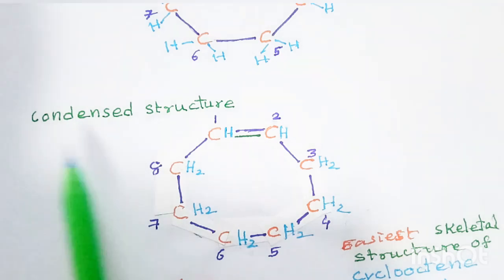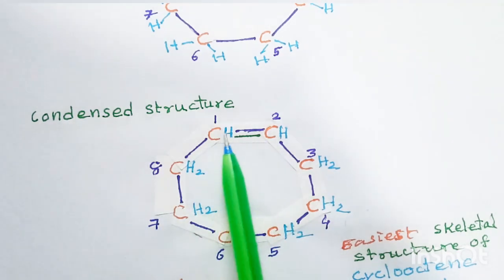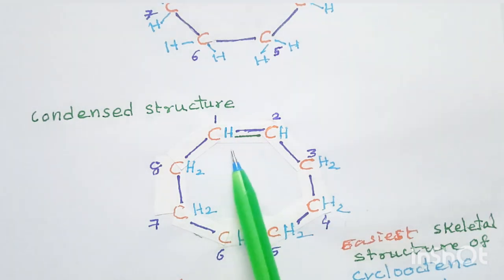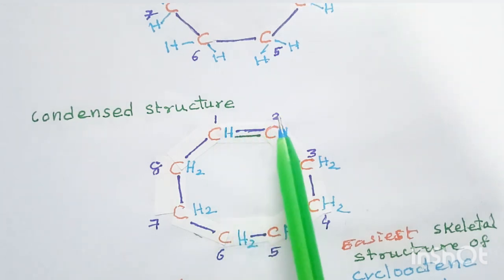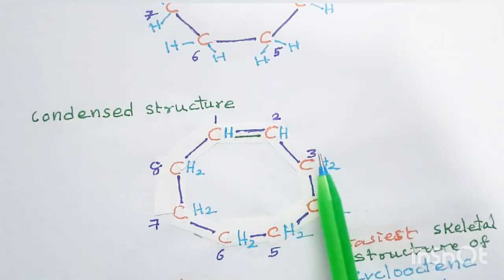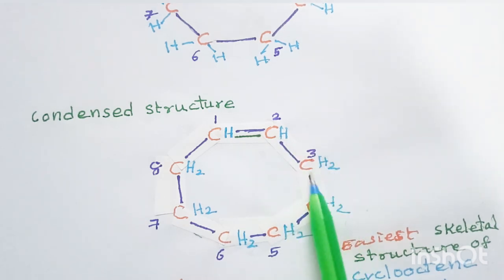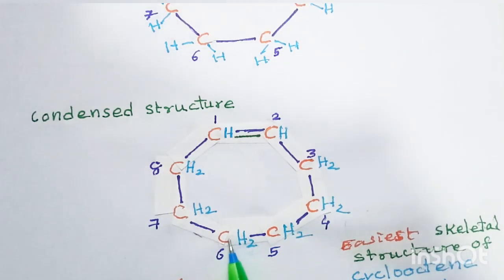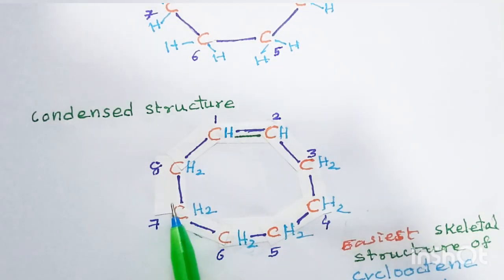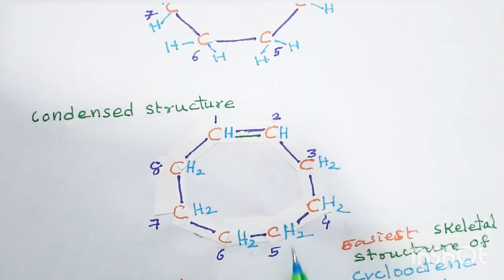So the condensed structure represented by cyclooctane is CH double bond CH, CH2, single bond CH2, single bond CH2, single bond CH2, single bond CH2, single bond CH2, single bond CH. This is the condensed form.